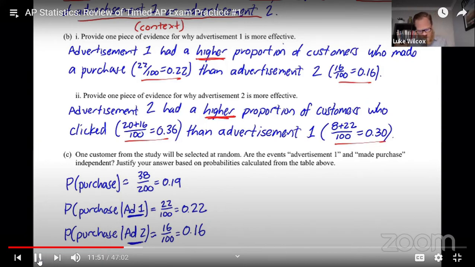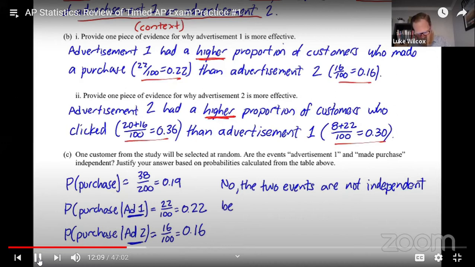So let's go ahead and answer the question here. First, we want to say, no, they are not. The two events are not independent. Now we need to be very clear on our justification for why we're saying the two events are not independent. So we're going to say it's because these three probabilities that we've calculated here do not equal one another. All three of them are different. In fact, if any two of them were different, we would know that these two events are not independent.